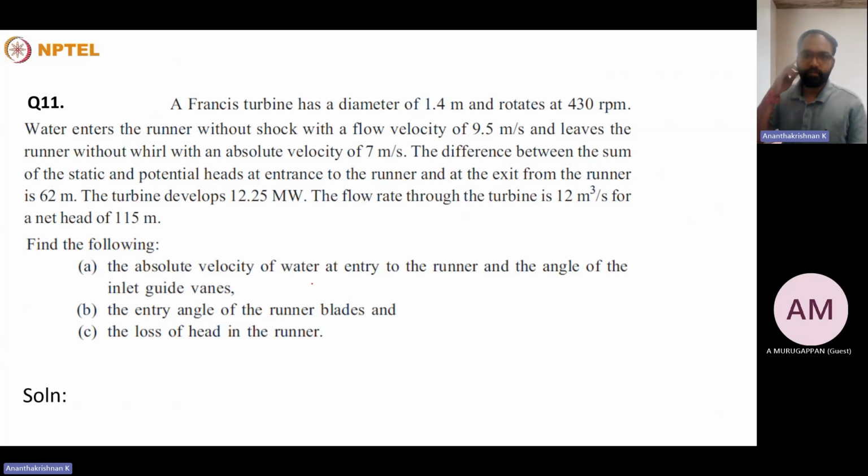The question is regarding the Francis turbine. The Francis turbine has a diameter of 1.4 meters and rotates at 430 RPM. Water enters the runner without shock with a flow velocity of 9.5 meter per second and leaves the runner without whirl with an absolute velocity of 7 meter per second.